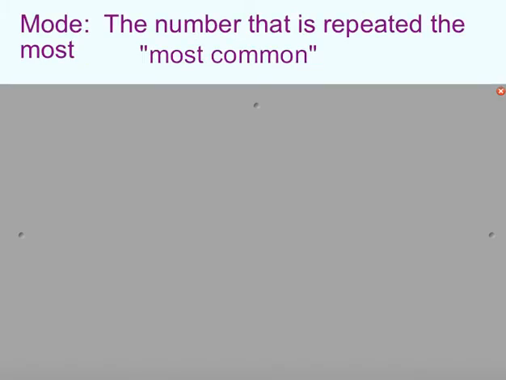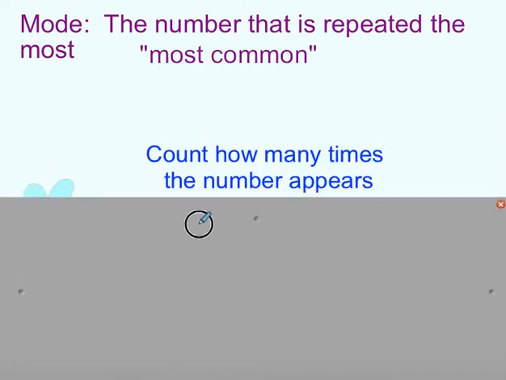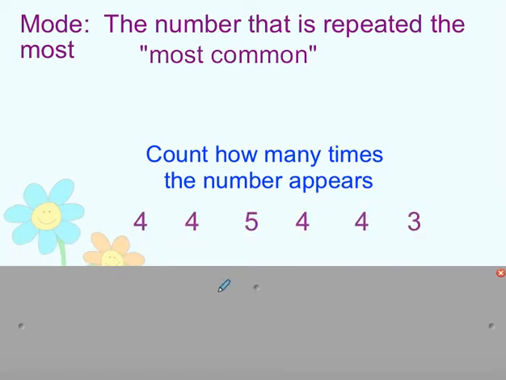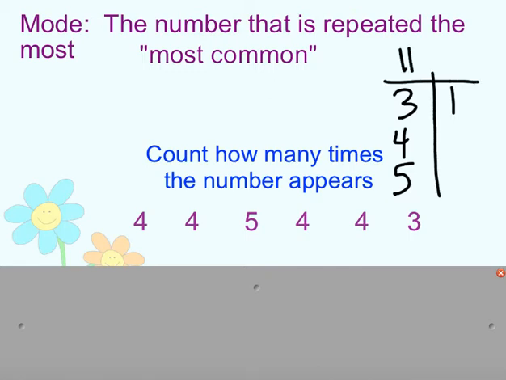Next, we have the mode, the number that is the most common. Basically, we just count how many times a number appears. So in this case, we have the numbers 3, 4, and 5 coming up. Well, 3 comes up only once. So we have our numbers and the times they occur. 3 comes up once, 4 comes up 4 times, and 5 comes up only once. So we would say that our mode is 4 because it comes up the most.